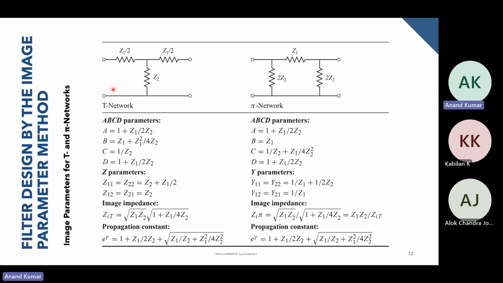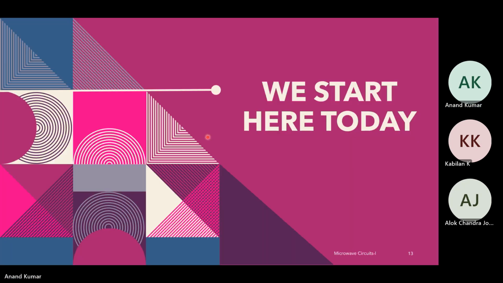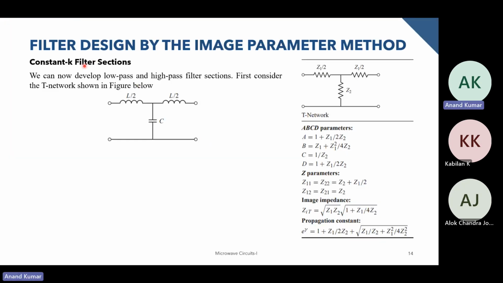Once we have this table, we can use it to design filters. So we start here today. Now that we have found the image impedances, we can start designing the constant-k filter. The first structure we'll look at is a low pass structure for a T network. We got this circuit from the table we saw just now, and if we replace Z1 by L and Z2 by C, we get this particular circuit.